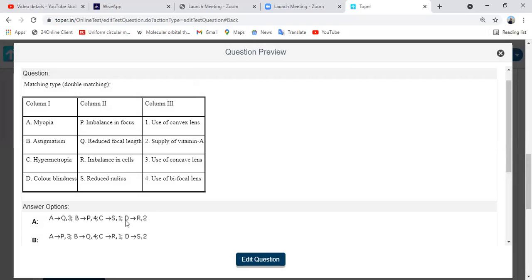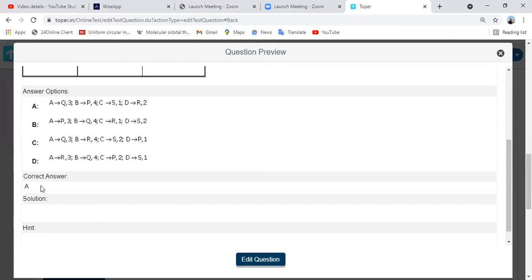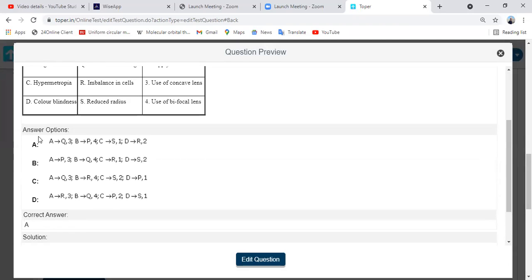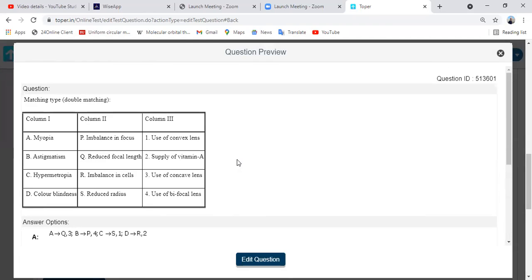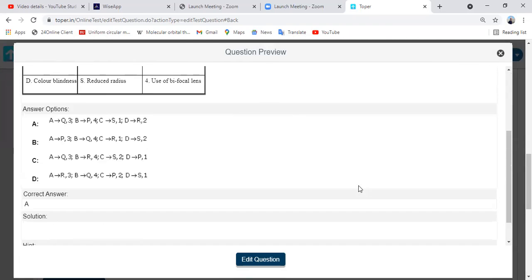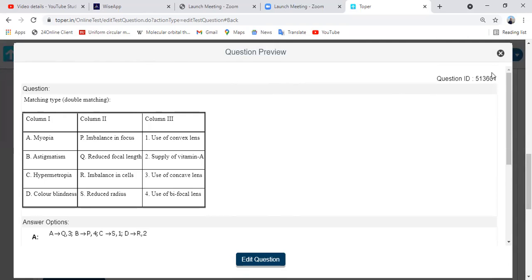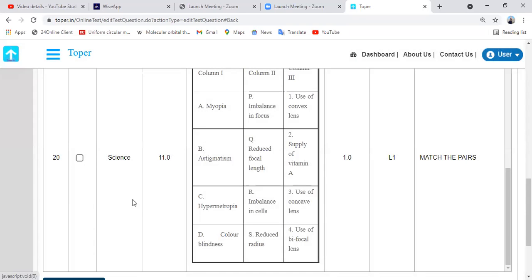AQ3, DR2. See, option A is the first. We have matched two pairs, AQ3 and DR2. Option A is correct. Everyone, by matching only two, we have got the answer. Quite easy. Everyone, you got the answer now? Yes, sir.